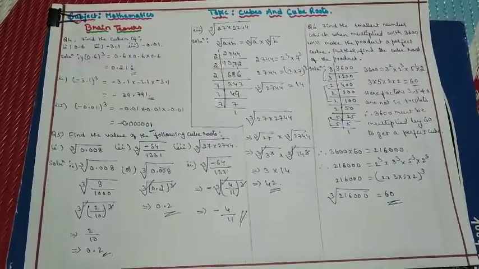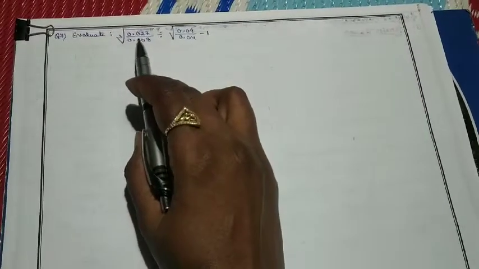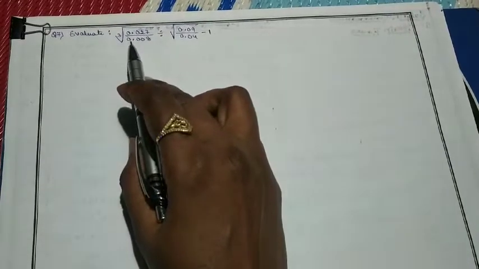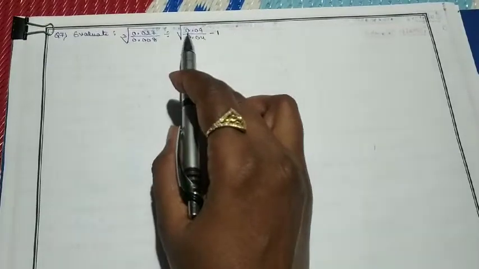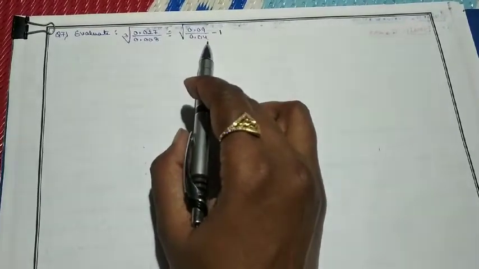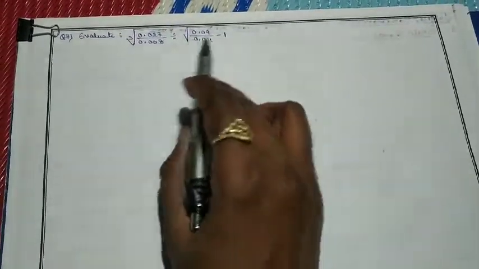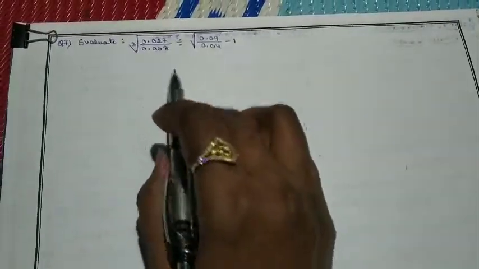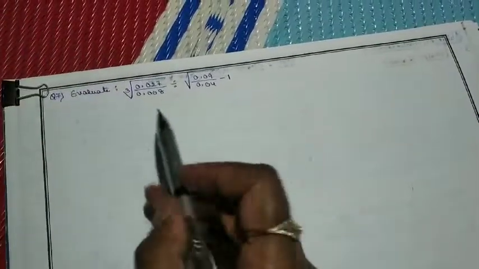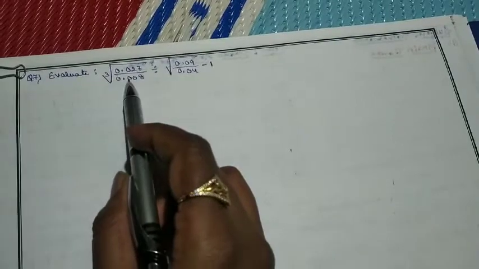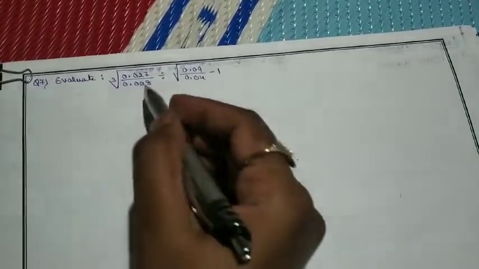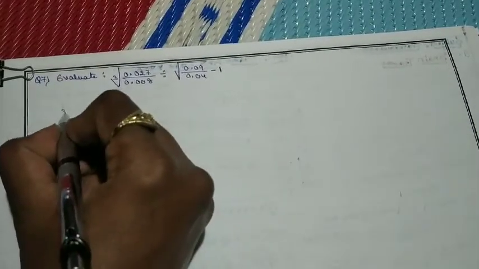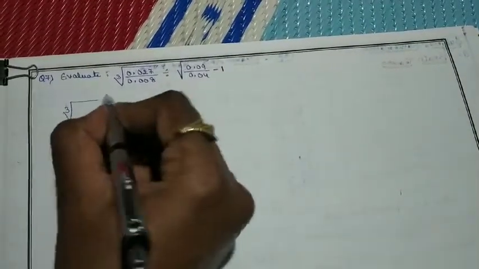So let me move to question 7. Evaluate cube root of 0.027 divided by 0.008, divide square root of 0.09 by 0.04, minus 1. So here remember, children, both the chapters are clubbed together and asked in the question. One is cube root of a rational number and the other is square root of a rational number and with an integer. So here we'll solve this question. It's a very important question, children. It is often asked in the examination.